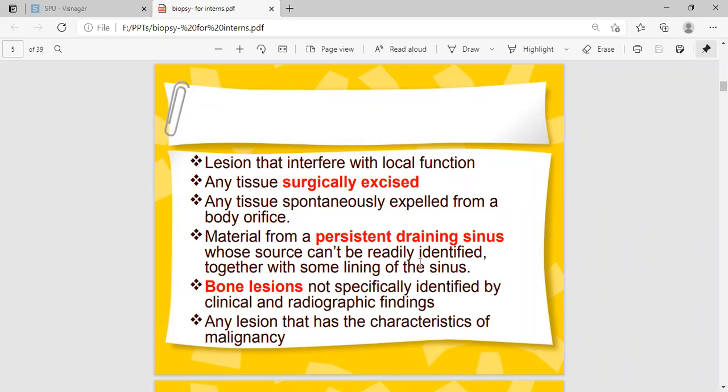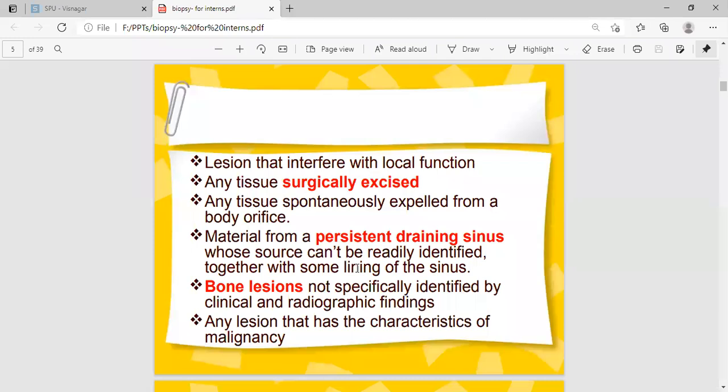In that case, the patients are taking analgesics and antibiotics, and after that, suddenly one time you will see that the patient has come out with a sequestrum, a bone which is there in their hand. So any tissue which is spontaneously expelled from the body also has to be submitted for histopathological examination. Material from the persistent draining sinus whose source can't be readily identified, together with some lining of the sinus.